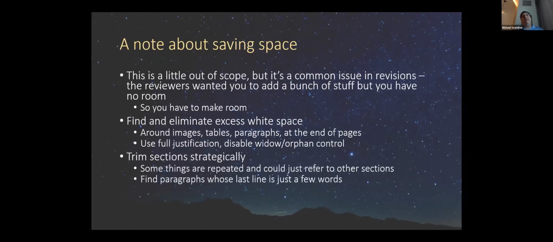So here's another one that I use a lot to buy a bunch of extra lines: find paragraphs whose last line is just a few words. Then you have a whole bunch of white space after it. I bet I could find 3 words in that paragraph I can trim to bring that up. So that way I gain a whole line by only deleting a couple words. Just another trick I use.